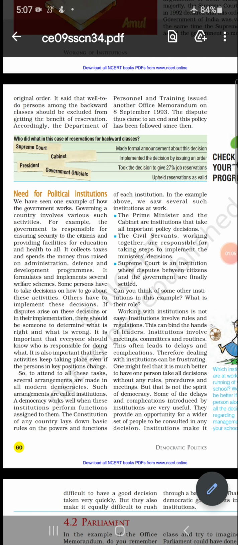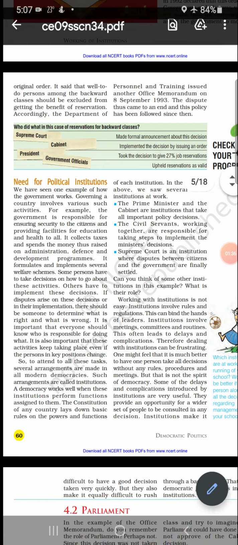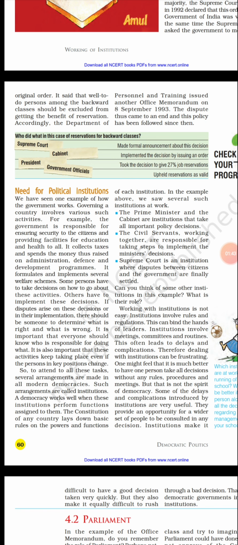Whether it's for development work, for change, for laws, rights and duties, everything. So political institutions are required because the political institution will take major development programs, right? Government is involved in various activities. For example, the government is responsible for ensuring security to the citizens and providing facilities for education and health to all. So these are the things for which the government has to be responsible, right: the security of the citizens, health, development and education and all.